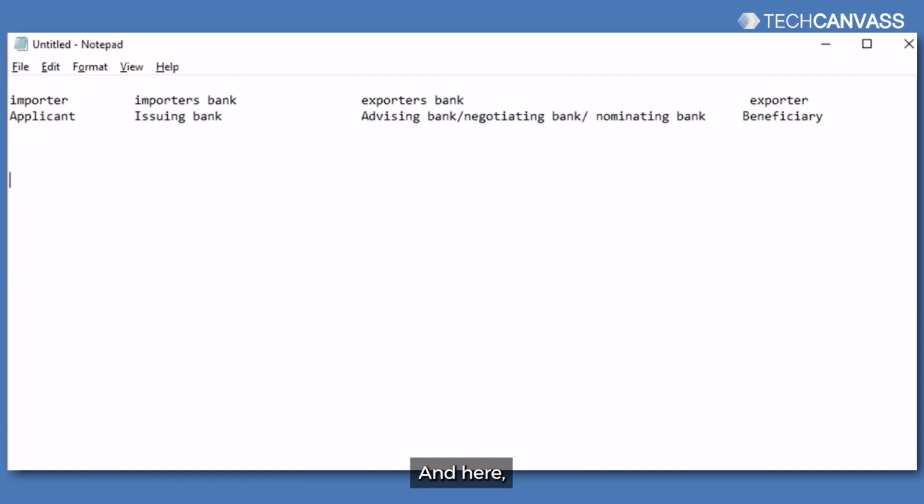And here, one more thing I'll tell you: the letter of credit will follow the rules of UCP 600. UCP 600 is Uniform Customs and Practices for Documentary Credit. We also call the letter of credit a documentary credit, and it will follow the rules of UCP 600.